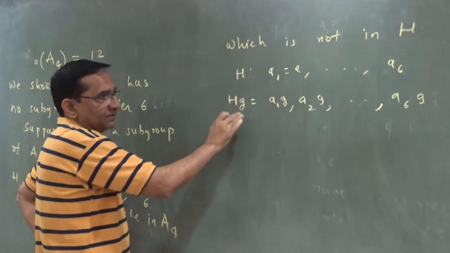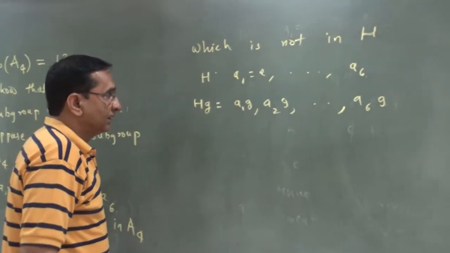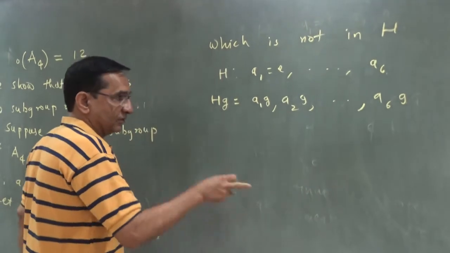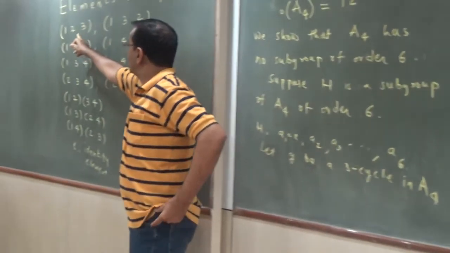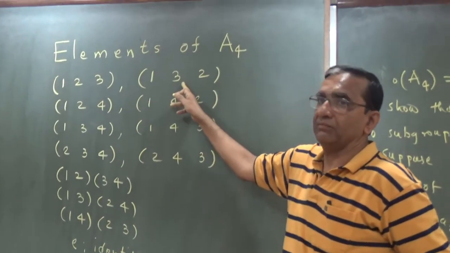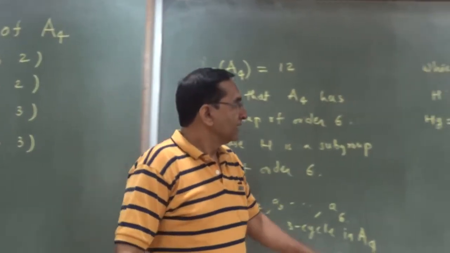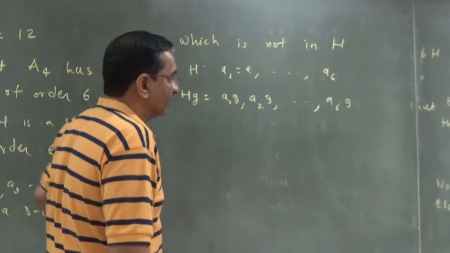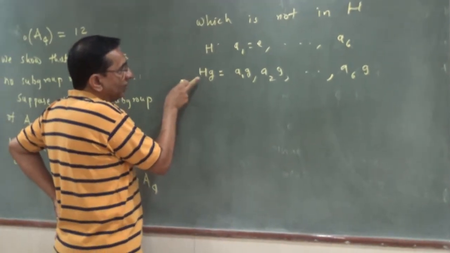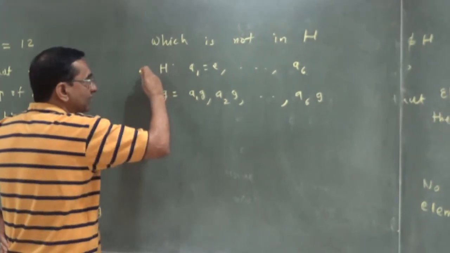There will be only 2 rows. So all 12 elements of A4 I have already written. So G is a 3 cycle. So G square is also a 3 cycle. You see here. If this is G, then this is G square, because G square is G inverse. You can check. So G square is another 3 cycle, and that must either belong to H or belong to this, because all elements are divided into these 2 rows.